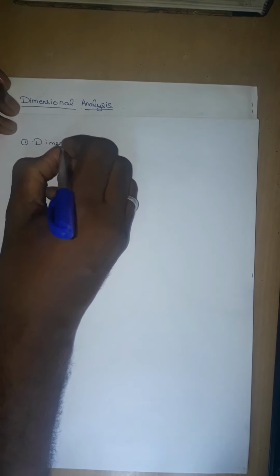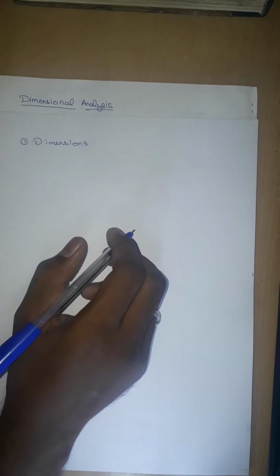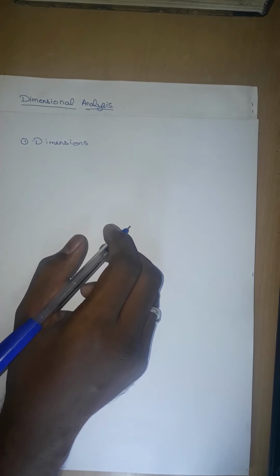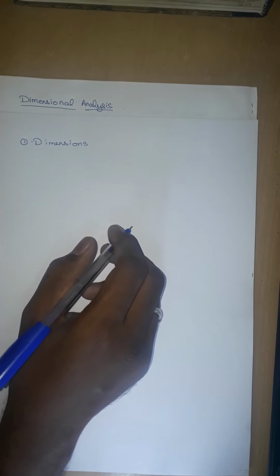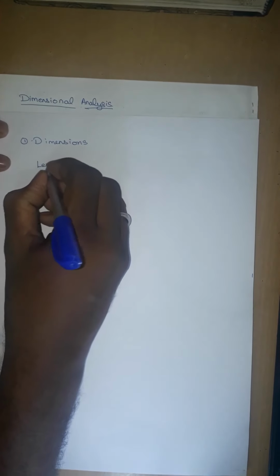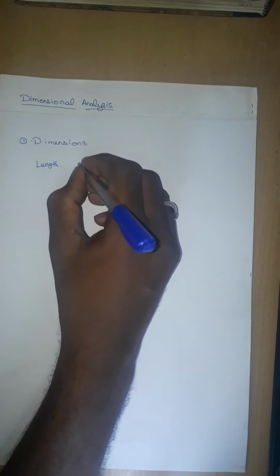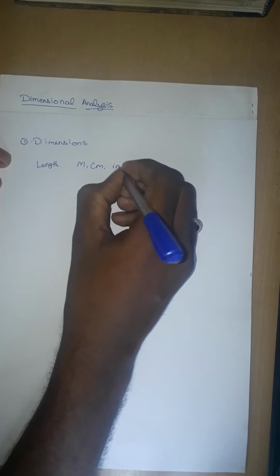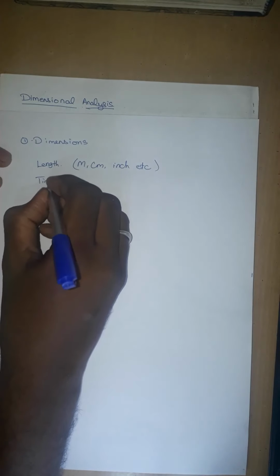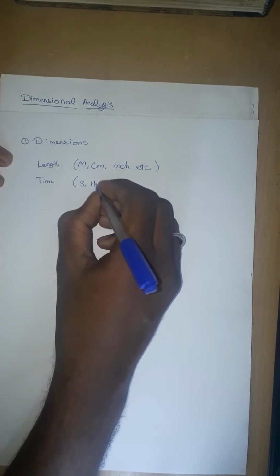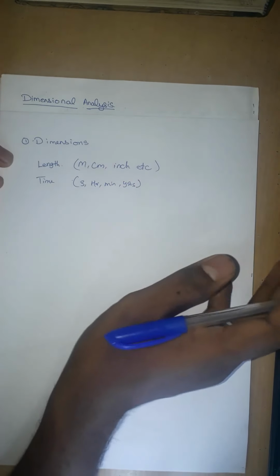So dimensions, technically, we say are the units or basic parameters in which we measure the terms. For example, length is a dimension which we measure with several terms like meter, centimeter, inch, etc. Time we measure with second, hours, minutes, years, etc. All these parameters are time.